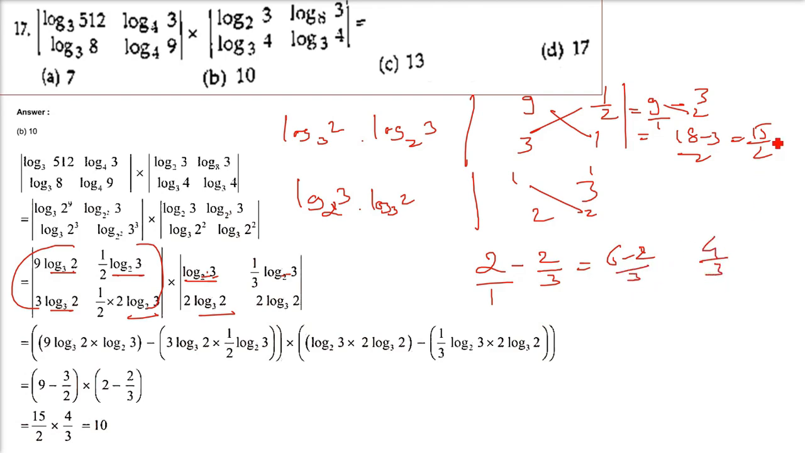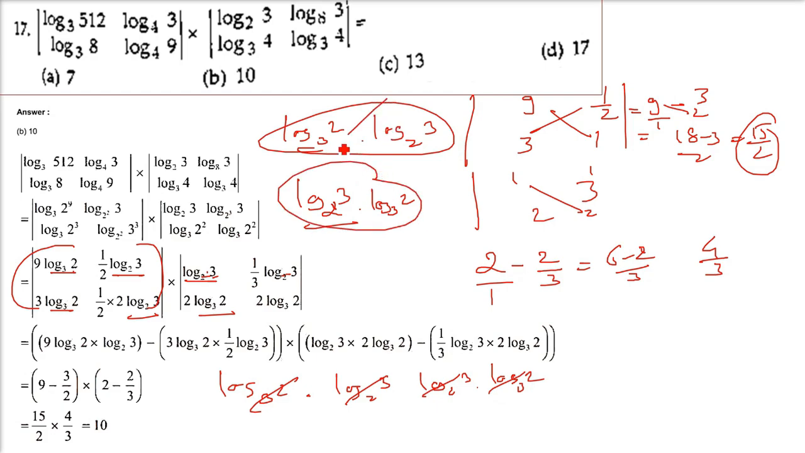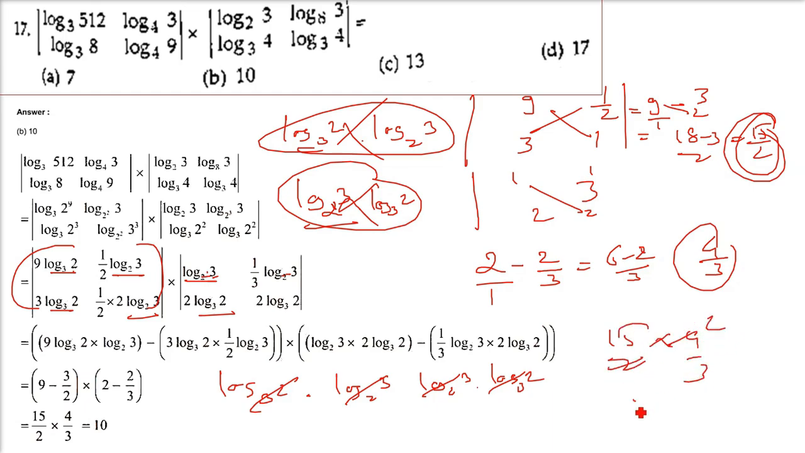So 15 by 2, the logs all got cancelled. Log 3 2, log 2 3, in both the cases it gets cancelled. Here also. So you can just cancel those in front of these numerals. And finally, what do you get? 15 by 2 and 4 by 3. Let us write it. 15 by 2, 4 by 3. And 2 gets 2, 15 2s is 30. 30 by 3 is 10. So the answer is 10 here.